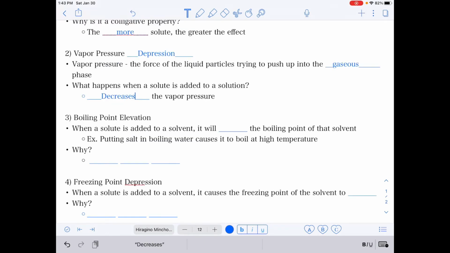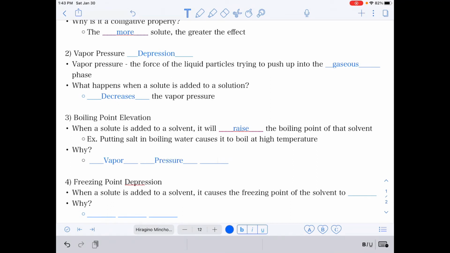So the third property is boiling point elevation. And we're going to say that when a solute is added to a solvent, it will raise the boiling point of that solvent. So for example, if you've ever tried to make pasta or something and you put salt in the water, you would see that it would boil at a higher temperature. And the question is why, right? So this links back to vapor pressure depression actually. So let me just write that in.